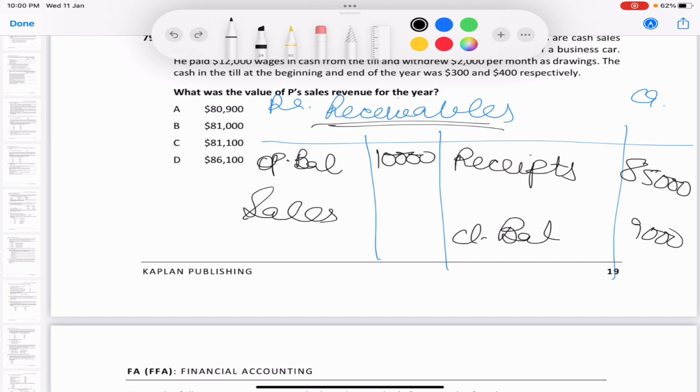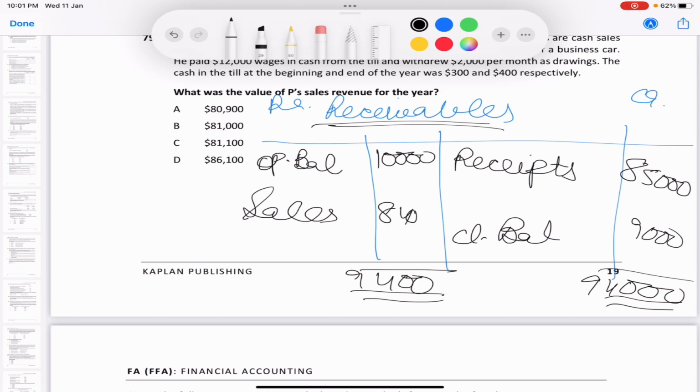So now we'll just do the balancing. 94,000, and the value of my sales is basically 84,000. Okay, that's it. Pause the video and write it if you haven't. I'm erasing it.